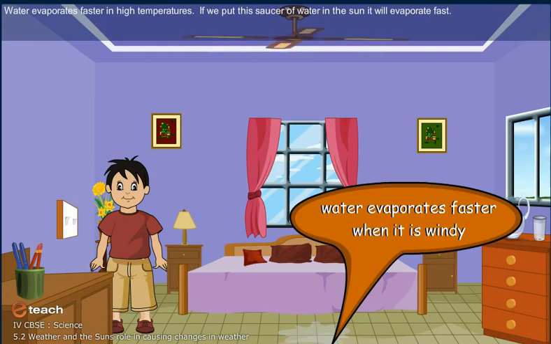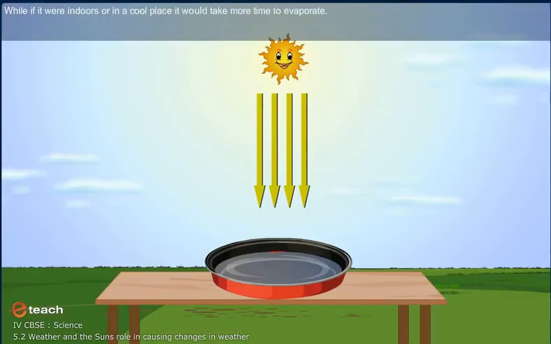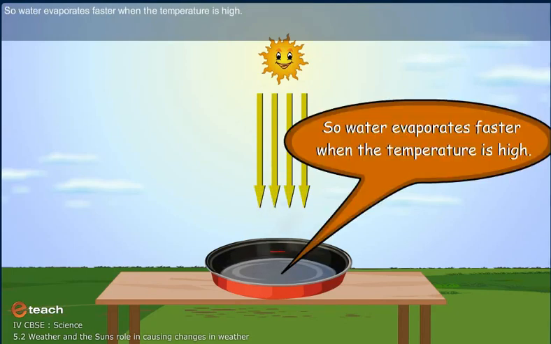Water evaporates faster in high temperatures. If we put this saucer of water in the sun, it will evaporate fast. While if it were indoors or in a cool place, it would take more time to evaporate. So, water evaporates faster when the temperature is high.